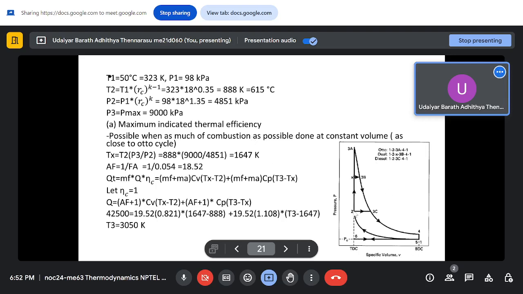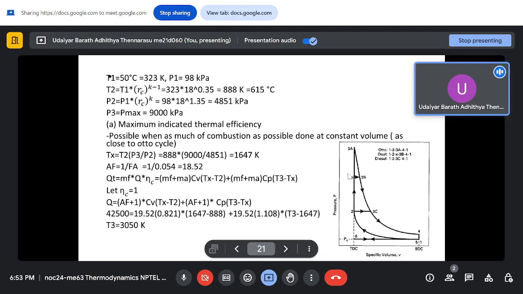So 1, 2, 3A. This is how heat addition should be done. But if the heat added is more than that, your pressure will start to increase. In that case you have to go to a dual cycle. So you add heat at constant volume till you reach 9000 kilopascal, and then the rest of the heat you add using a constant pressure process. So we assume this is a dual cycle process.